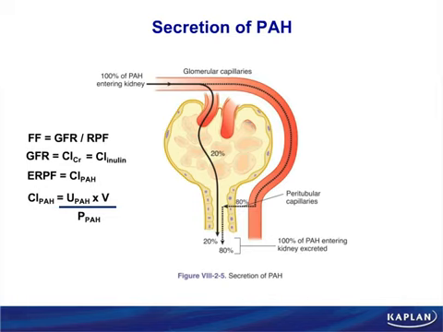Now, another thing they will ask you on the exam about PAH is what happens as you increase your plasma concentration of PAH. Now, this is a very important concept to talk about. As you increase the concentration of PAH in the renal plasma flow, here's what happens. The filtration fraction is 20%. You will always and forever filter that 20%.